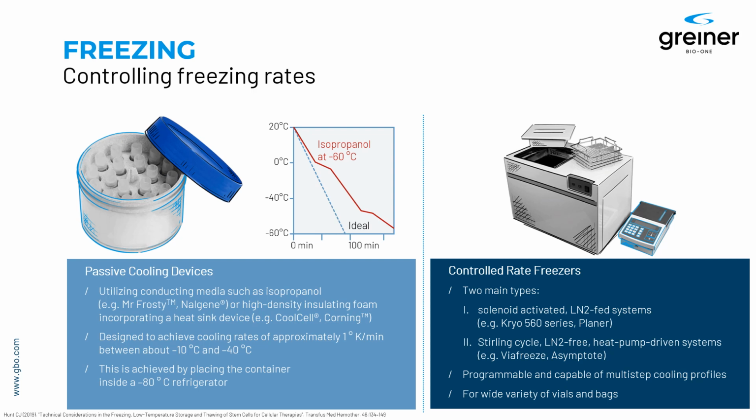On the right-hand side, we see an example for a controlled rate freezer. They either utilize liquid nitrogen or a heat pump driven system. Here you can program very precise cooling profiles. You can even have step cooling profiles where you hold a certain temperature for some time. This is sometimes good and critical for very specific cell types or specimens. And they also are compatible with a very wide range of vials and bags. So you are very flexible in the choice of your storage container.